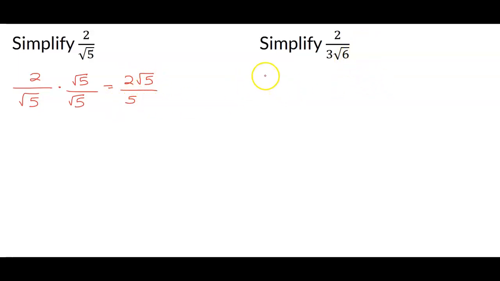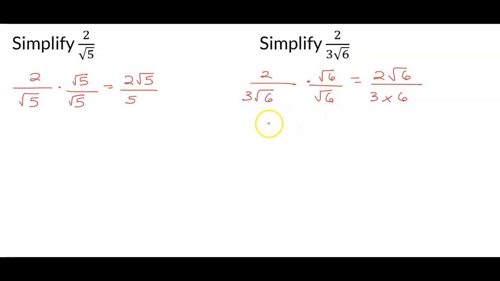Then the next one here is 2 divided by 3 square root of 6. So here again we have a radical, square root of 6. So we're going to multiply numerator and denominator by the square root of 6. So this is going to be 2 square root of 6 divided by 3 multiplied by 6. Because square root of 6 multiplied by square root of 6 is going to be just 6.